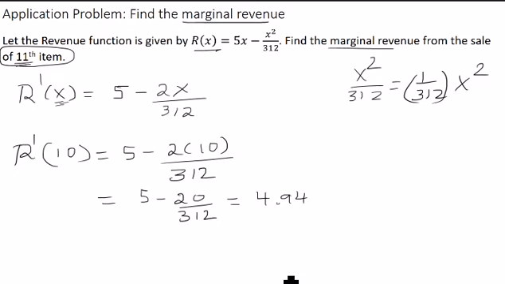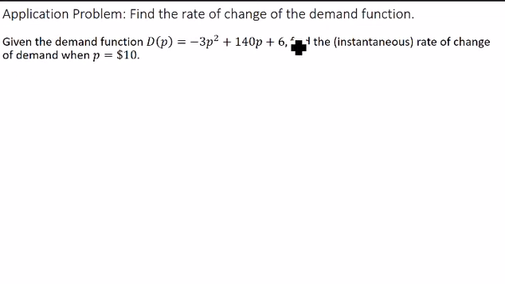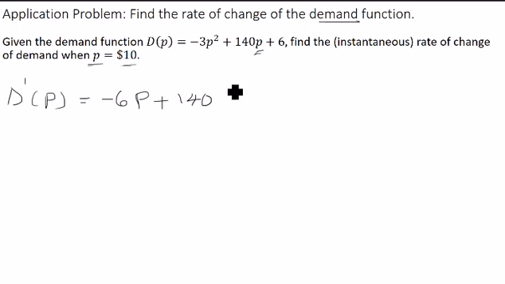Now the last example I have after this is another application problem, which is to find the instantaneous rate of change of the demand function. The question is, given the demand function D of p equals negative 3p squared plus 140p plus 6, find the instantaneous rate of change of the demand function when p equals 10. So let's find the derivative D prime of p, which is going to be negative 3 times 2, which is negative 6p, plus 140. The derivative of p is 1. Remember here the x is p, so the derivative of x is 1, which means the derivative of p is also 1. And then the derivative of 6 is 0.